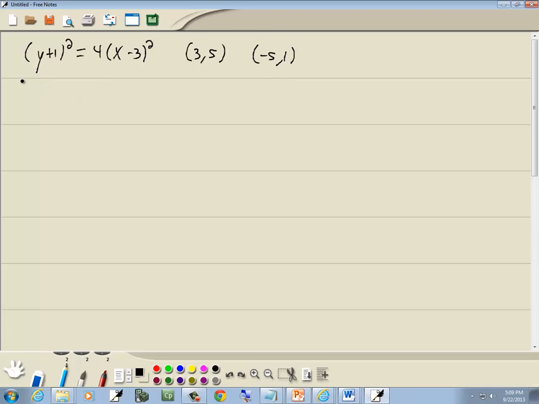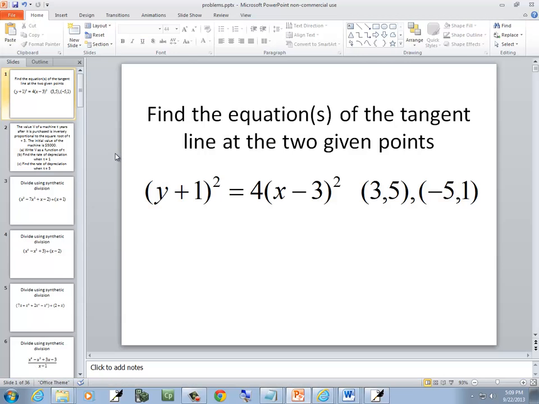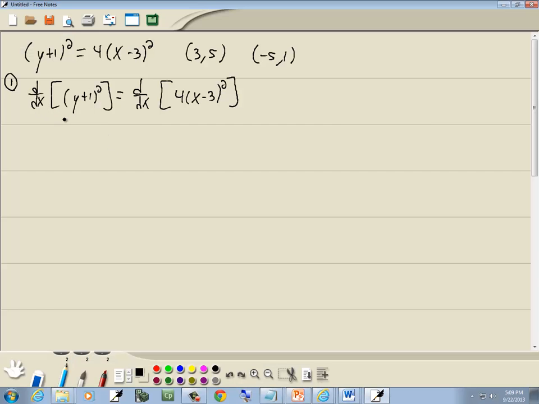Well, our first step is to find our derivative. So we'll use implicit differentiation. We'll take the derivative of everything where it's sitting. So we're going to take the derivative of (y + 1)^2 with respect to x, and the derivative of 4(x - 3)^2 with respect to x.